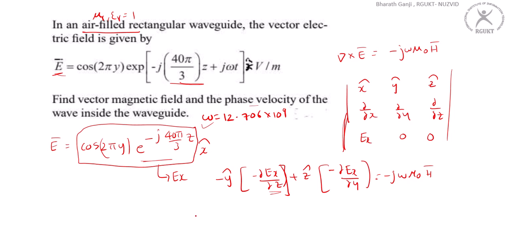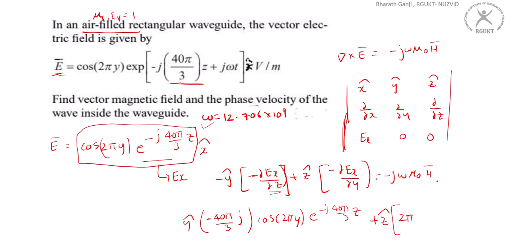If I take the derivative with respect to z, minus and minus converts into plus, so you get y cap times, for dou by dou z, minus j 40 pi by 3 times cos of 2 pi y into e power minus j 40 pi by 3 z, plus z cap times the derivative with respect to y. For cos it is a minus sign, so you get sine: 2 pi sine 2 pi y e power minus j 40 pi by 3 z times x cap.